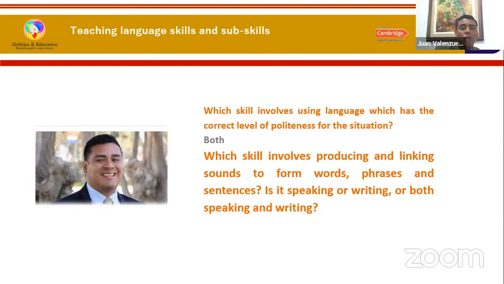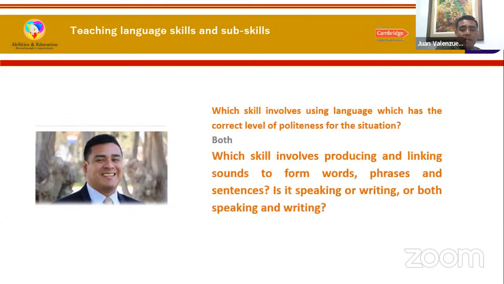Now, which skill involves producing and linking sounds to form words, phrases, and sentences? I think this is obvious. Is it speaking or writing, or both? Excellent. It is speaking.